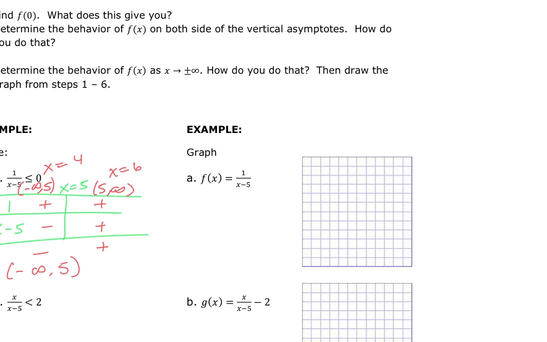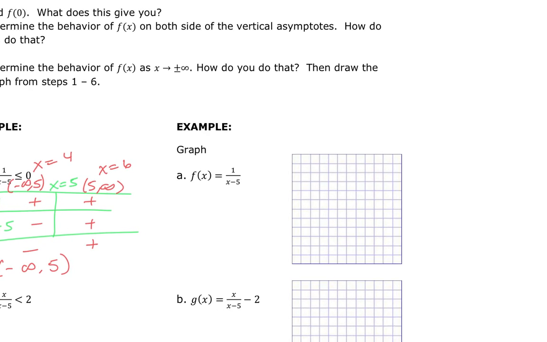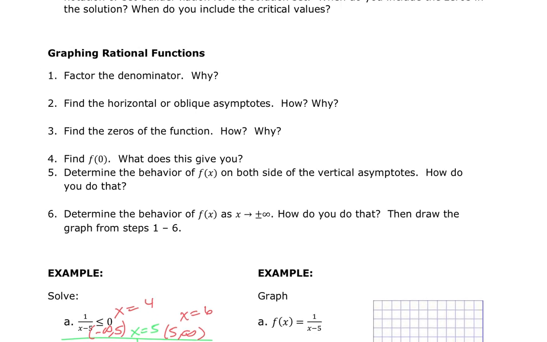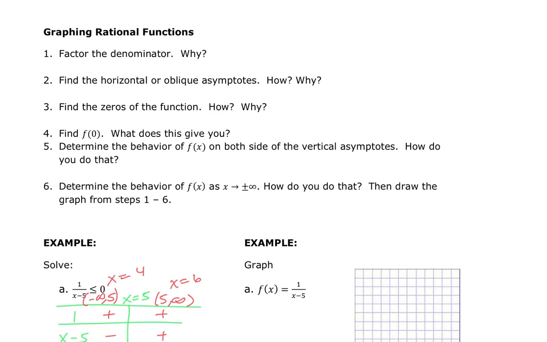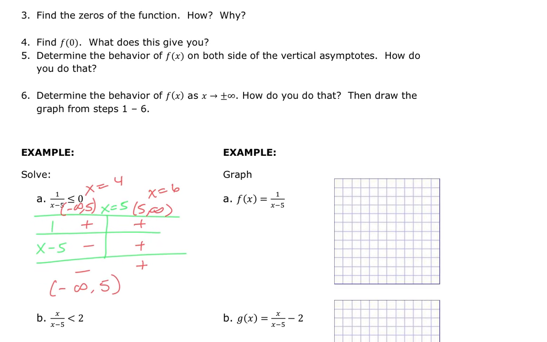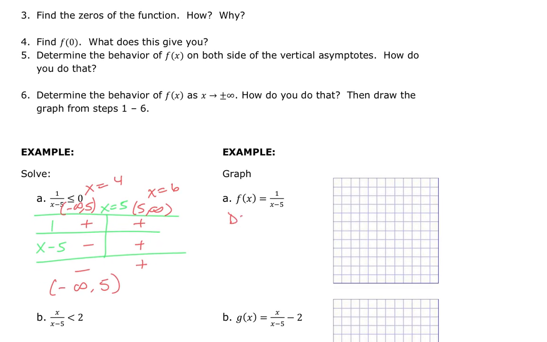Now when I'm graphing this, the first thing I want to do is factor everything, which this already is. The second thing I'm going to do is find my x-intercepts. And so if I go through this, find the horizontal and oblique asymptotes. Actually, it's factor the denominator, find the horizontal and oblique. So okay, we can do that. The denominator is already factored. My domain we just talked about is from negative infinity to 5, union from 5 to infinity.